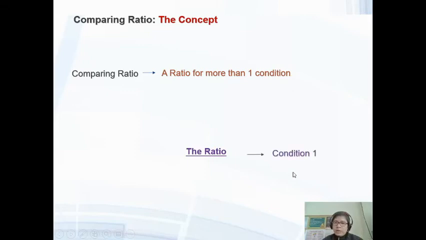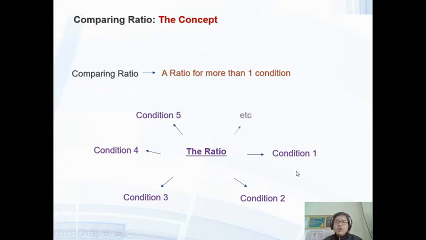We can use it for condition number one. We can use it for condition number two. We can use it for the third condition, the fourth one, the fifth one, and so on. Okay, so when we have one ratio and we can use that ratio in any kind of condition or more than one condition, we call it comparing ratio.